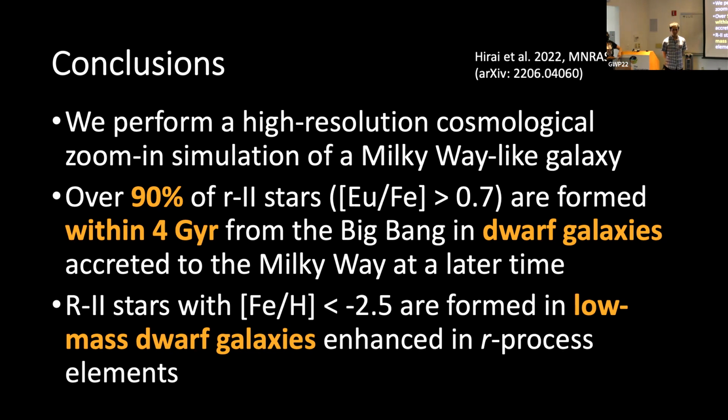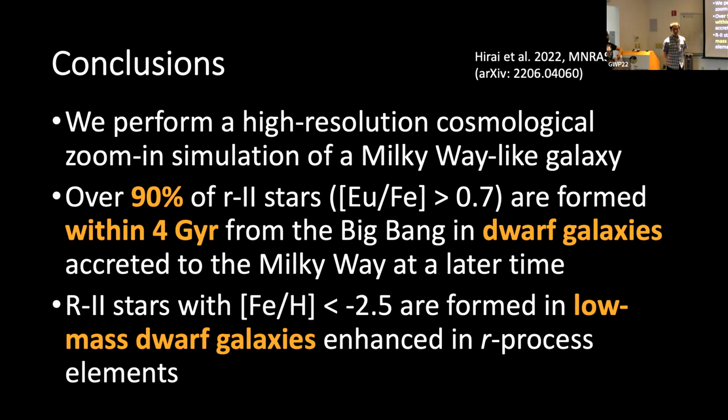How did you normalize the contribution of neutron star mergers in this model? Yes, in this case, the neutron star merger rate is very uncertain. So it is normalized by the average europium to iron ratio, to reproduce the average value, and then we adjust the yields and the rate.